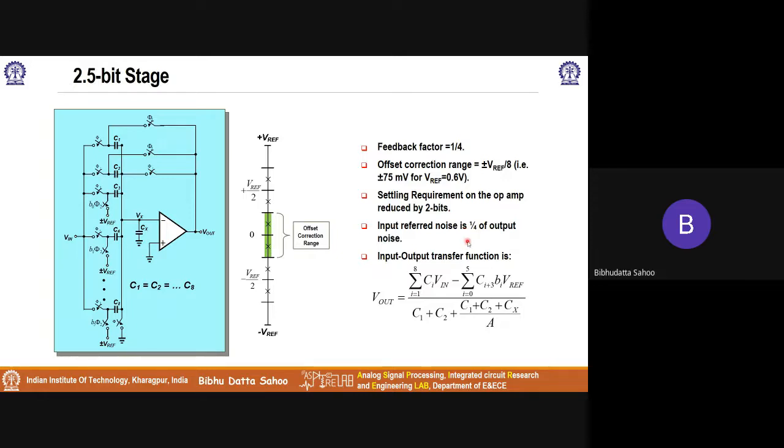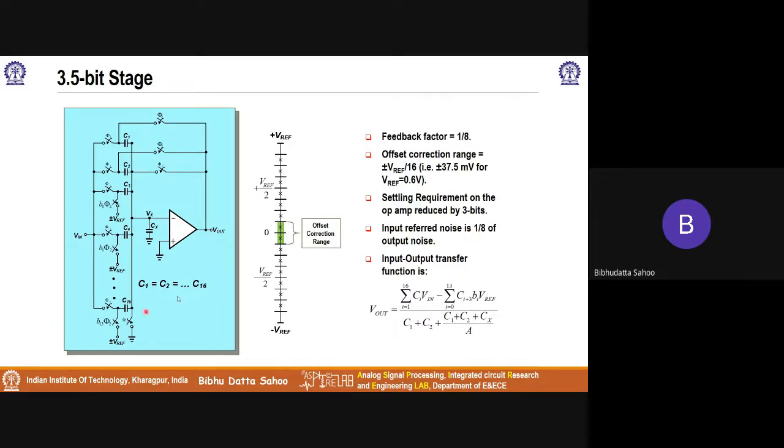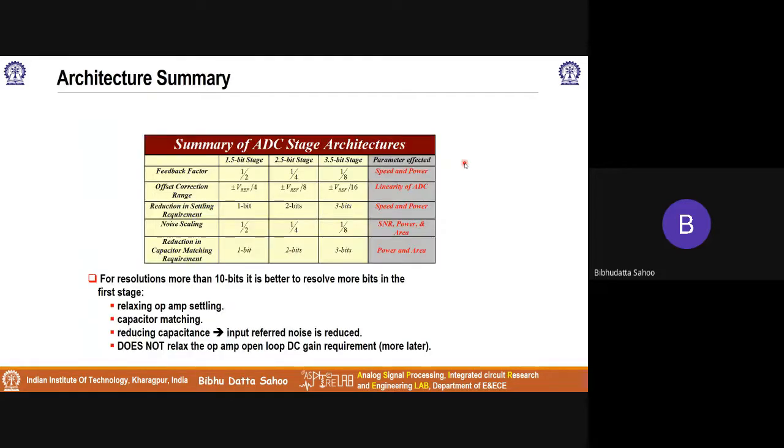Similarly, you can go for 3 bits in the first stage. This circuit provides a gain of 8 from input to output, and therefore the input referred noise is scaled by a factor of 8, but the feedback factor also reduces. Okay, so now let us see what happens. How do we analyze this? I have summarized only 3 cases. We can take more cases, 4.5, 5.5 in the first stage. I haven't done that, so for the sake of brevity I have kept it like this. So the feedback factor for the 1.5 bit stage is half.